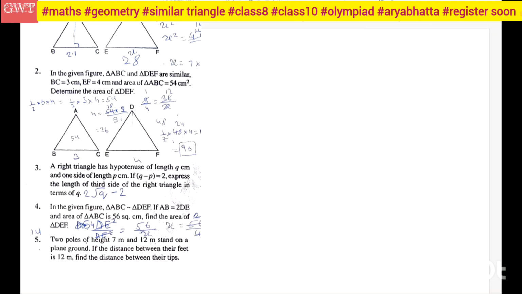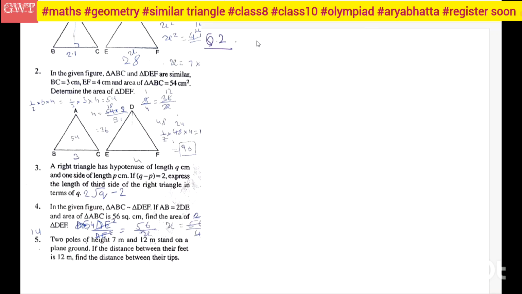A right angle triangle has hypotenuse of length 2 cm and one side of length 3 cm. If Q minus P is equal to 2, express the length of the third side in terms of P. So similar type of questions they are asking, that in the given figure, triangle ABC and triangle DEF are similar. BC is equal to this area and this and this. Okay, so we have two similar triangles ABC and DEF. So what I will say that question number 2.